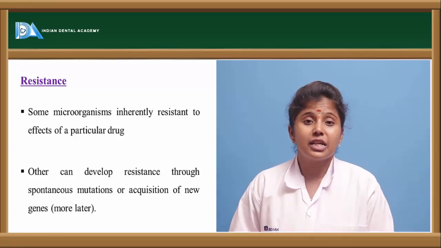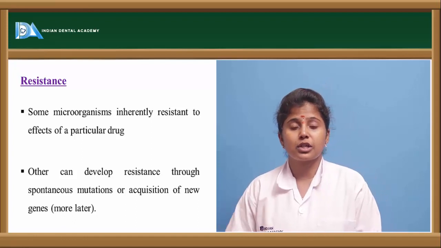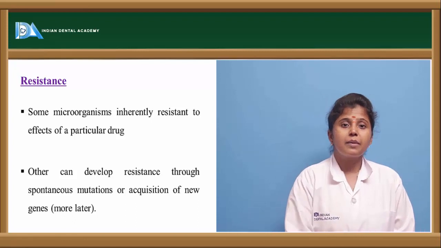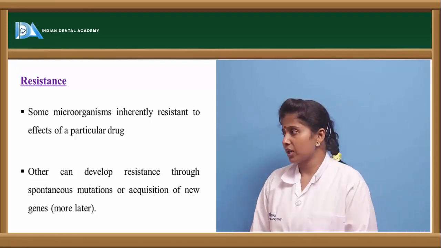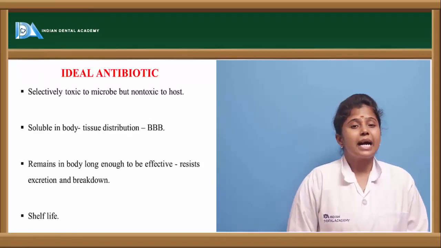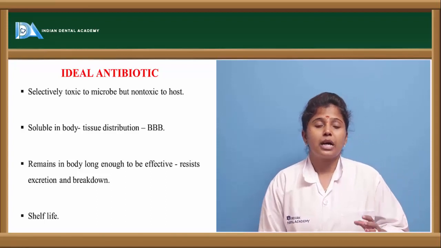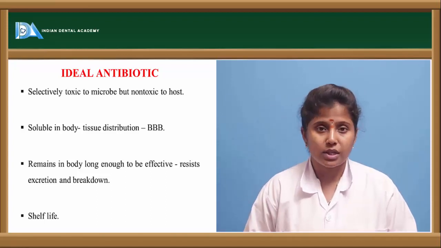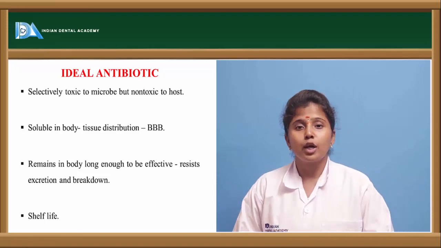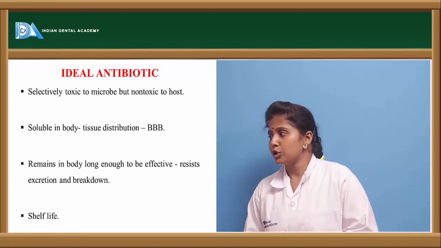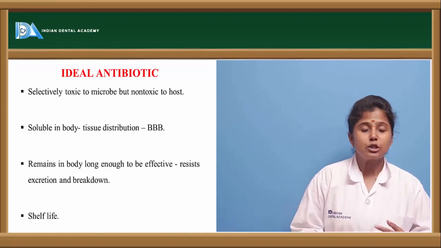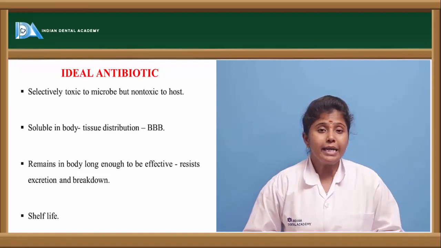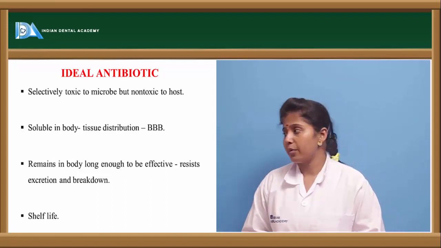As I said, they change their mutational structure or gene expression, and thereby these microorganisms become resistant to antibiotics. So an ideal antibiotic should have the following characteristics. It should have selective toxicity, so it should be toxic to the microbe, not to the person. And it should be easily soluble in the body, so that it is distributed widely and even crosses the blood-brain barrier.